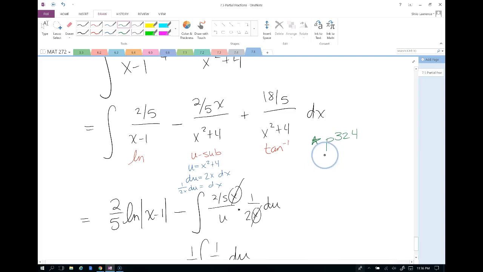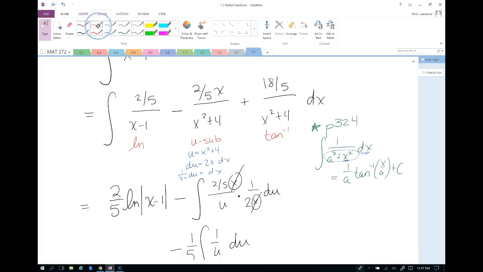On page 324, it says the integral of 1 over a squared plus x squared dx is equal to 1 over a tan inverse of x over a plus c. So this piece right here is a sum of squares. The a is just a number and the x is our variable. The way that I know x is the variable is because of the dx at the end of our integral. So if we compare that with what we have, if 4 is a squared, that means we have an a of 2.